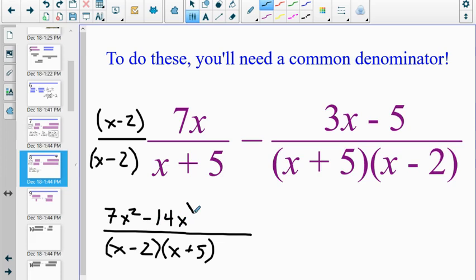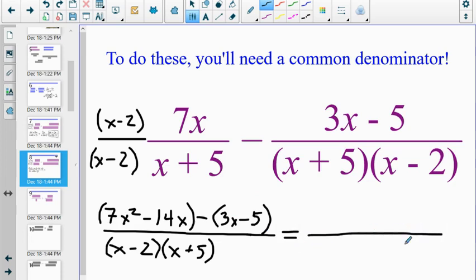And here's the tricky part. There's my first numerator. I'm subtracting my second numerator, and here's where people make a mistake on something like this. I'm subtracting that whole thing, not just the 3x. And if I don't use these parentheses, I may forget that I'm subtracting 3x and I'm subtracting negative 5, and that minus negative 5 is going to become a plus 5 once I get to my final answer here.